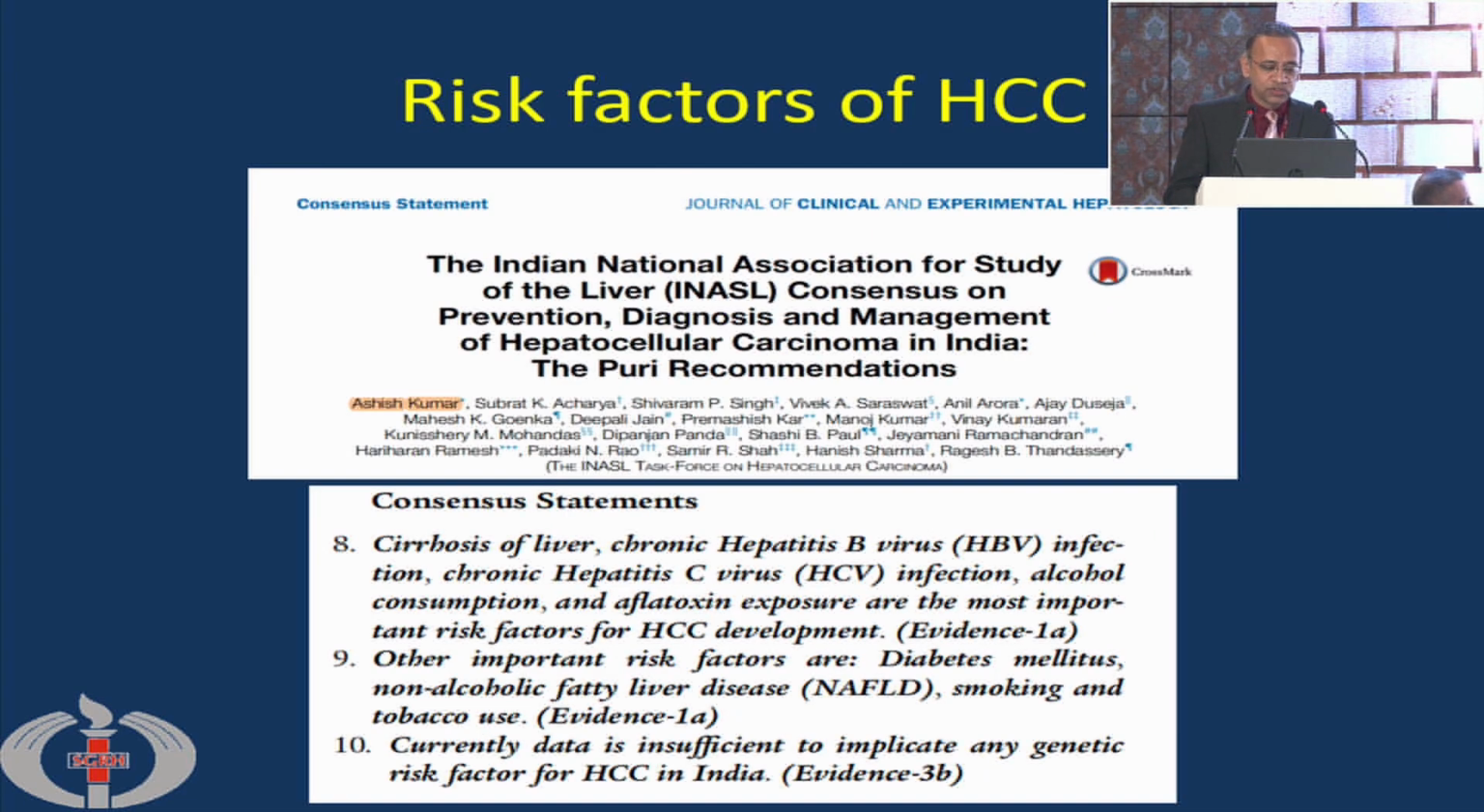Okay. So risk factors of HCC are well known, and in 2014, in our first guideline on HCC, we published that chronic hepatitis B, chronic hepatitis C, alcohol consumption, and aflatoxin are all important risk factors, and disease modifiers like diabetes mellitus, NAFLD, smoking, and tobacco use also contribute to HCC.